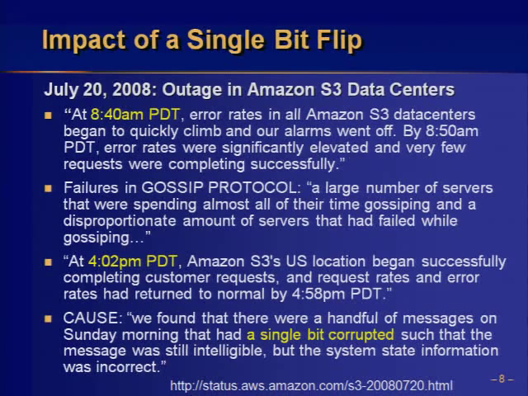And a single-bit corruption was the cause of a failure in the protocol that they used in these data centers, known as a gossip protocol, where what happened was, because of these bit corruptions, a lot of these servers were just gossiping all the time and not servicing requests. So here's an example of the impact of a single bit flip leading to a nearly 8-hour outage at Amazon's worldwide data centers.